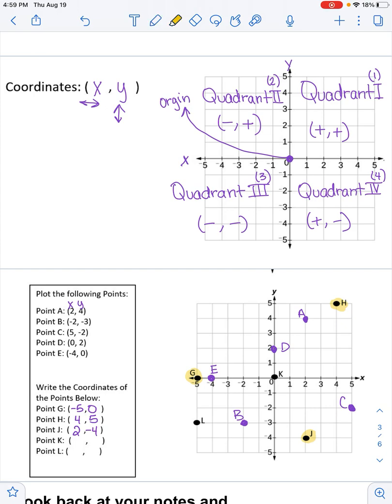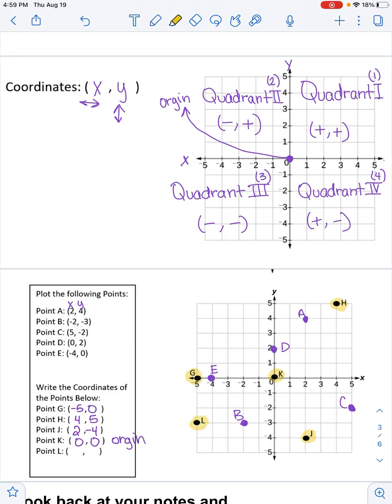Point K is right here in the middle. And remember, we said that middle point is the origin. And the origin is where the two axes meet at their 0 coordinate, which means K would be 0, 0, the origin. So let's write that next to it.